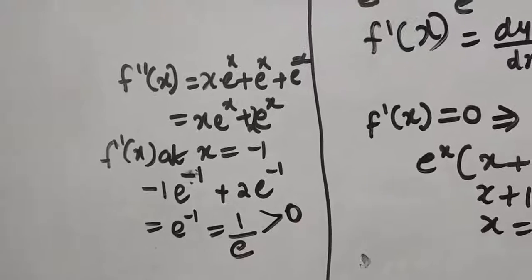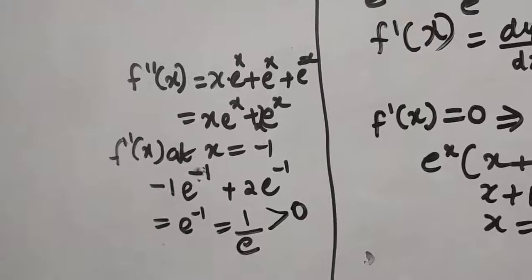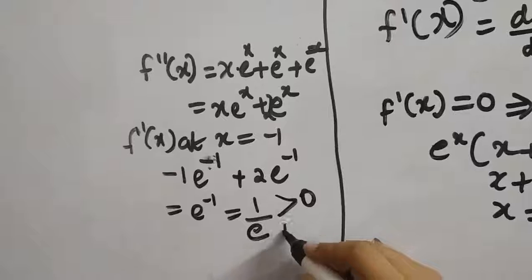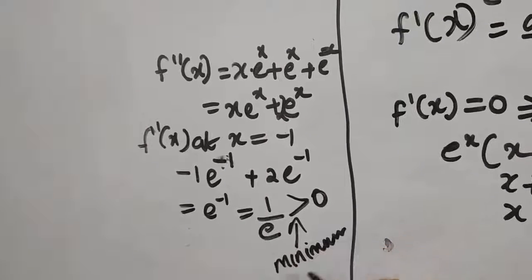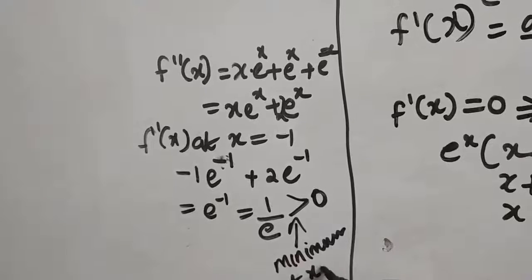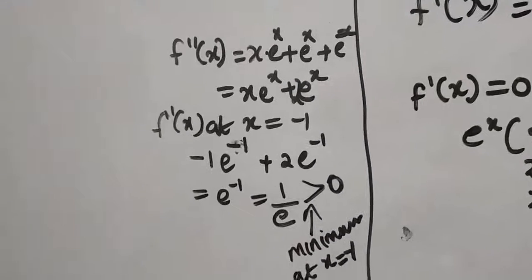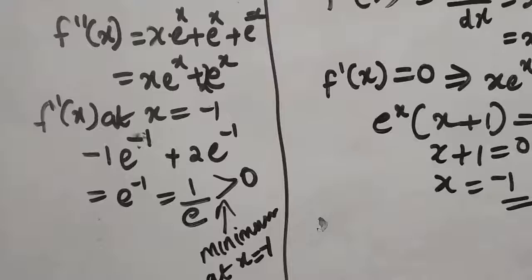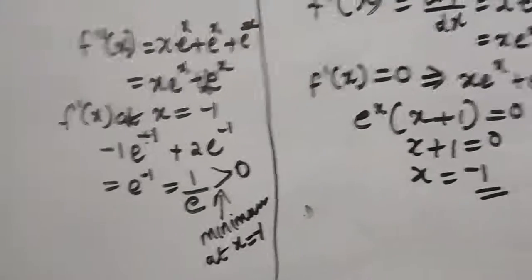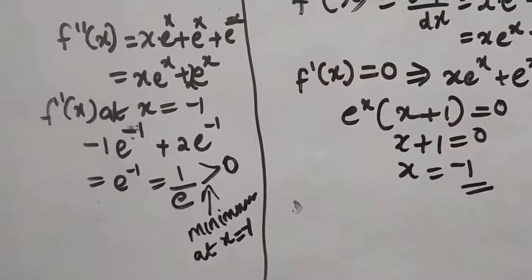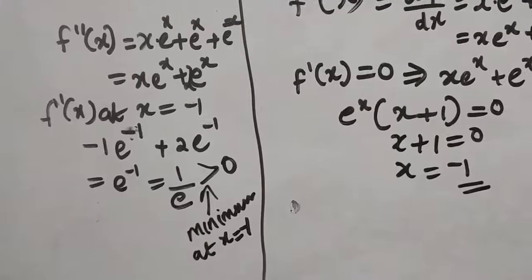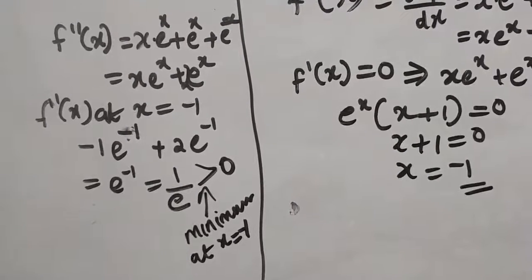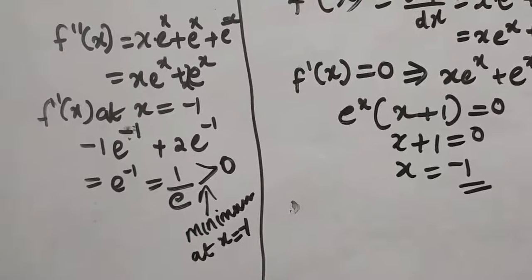They are asking about the minimum value. So greater than 0, so we understood that there exists a minimum value at x is equal to minus 1. The function has a minimum value at x is equal to minus 1. But they are not asking the point of the minimum value. They are asking what is the minimum value. They are not asking where the minimum value exists.